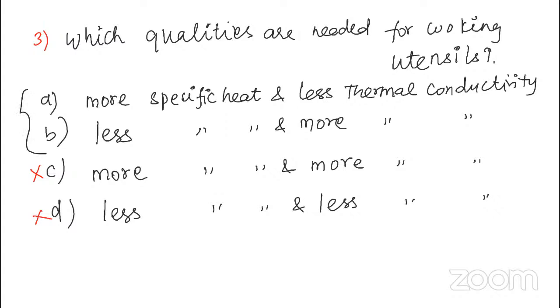For the conduction process, we need high conductivity. So more thermal conductivity and less specific heat is the right one. The conductivity should increase and the specific heat should decrease. Please remember that. So option B is the right one. Very good.